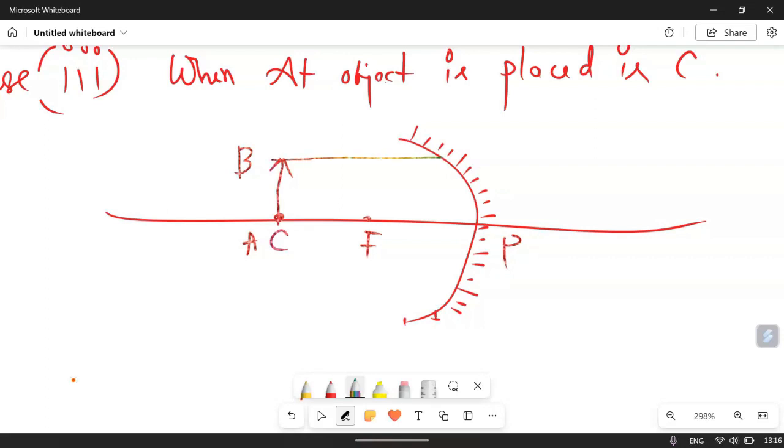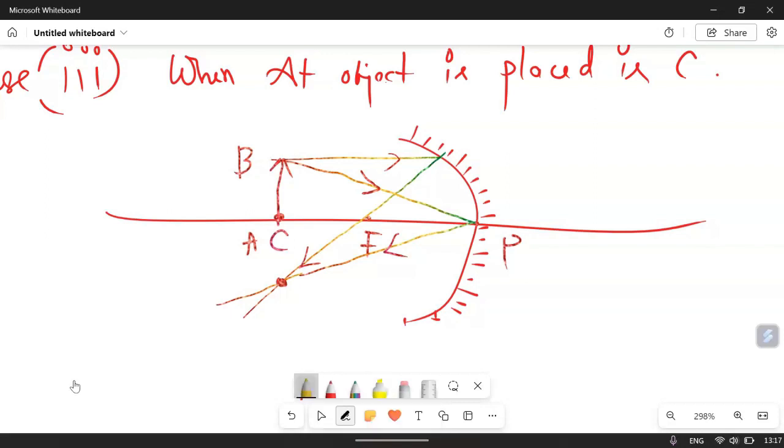So we can do that like that. One light ray is parallel. When it is parallel, it will pass through the focus of the principal axis, and the second light ray you can use from the pole also. You know about the pole light ray, right? So if it falls like that on the pole, it will go back like that. Okay. Now you can see they are meeting here.